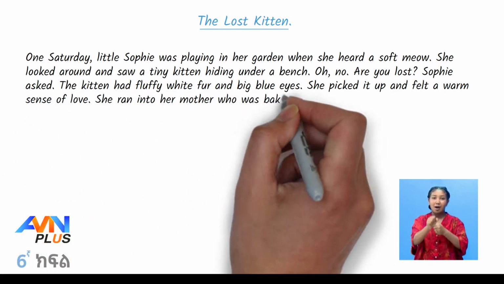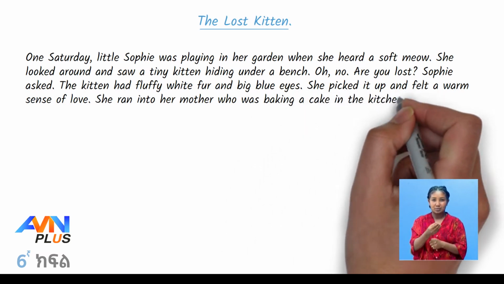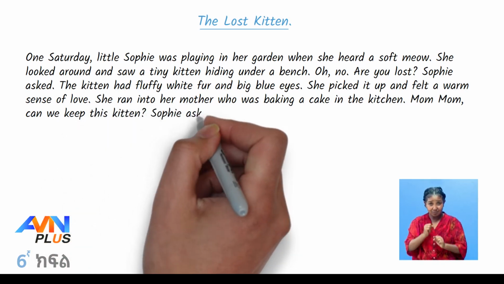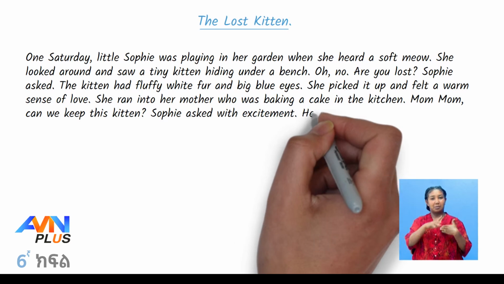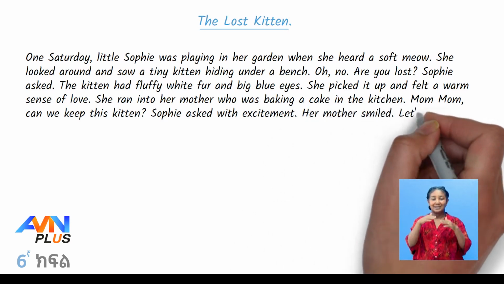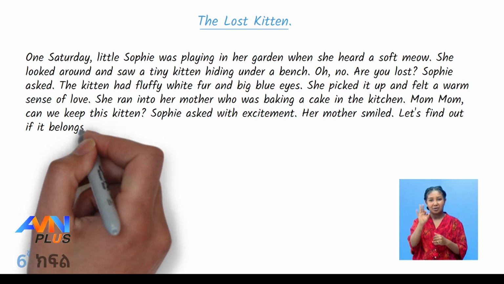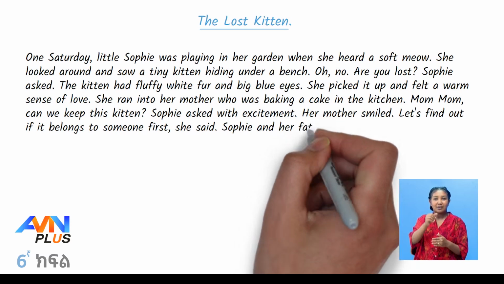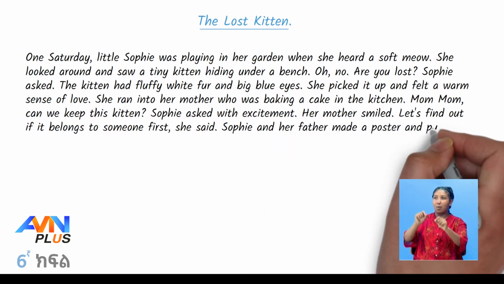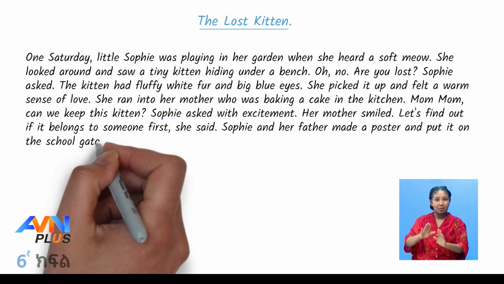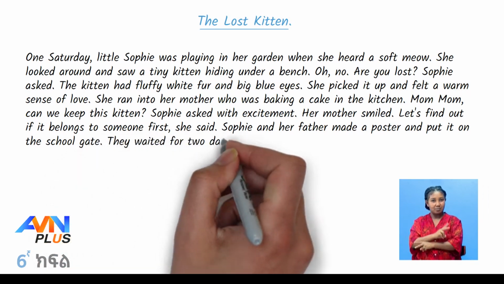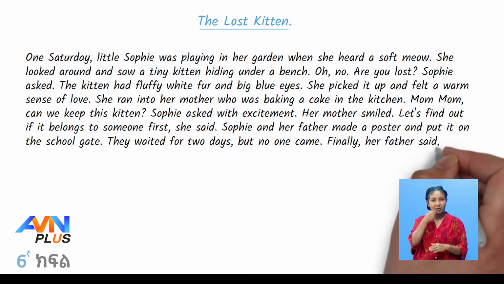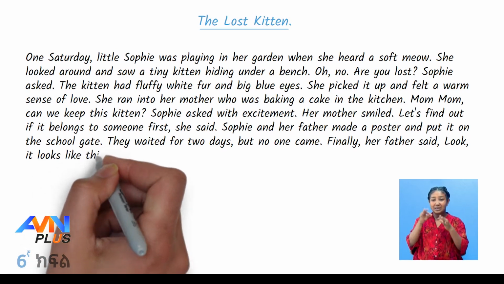She ran to her mother, who was baking a cake in the kitchen. "Mom, Mom, can we keep this kitten?" Sophie asked with excitement. Her mother smiled. "Let's find out if it belongs to someone first," she said. Sophie and her father made a poster and put it on the school gate. They waited for 2 days, but no one came. Finally, her father said, "Look, it looks like this kitten is part of our family now."